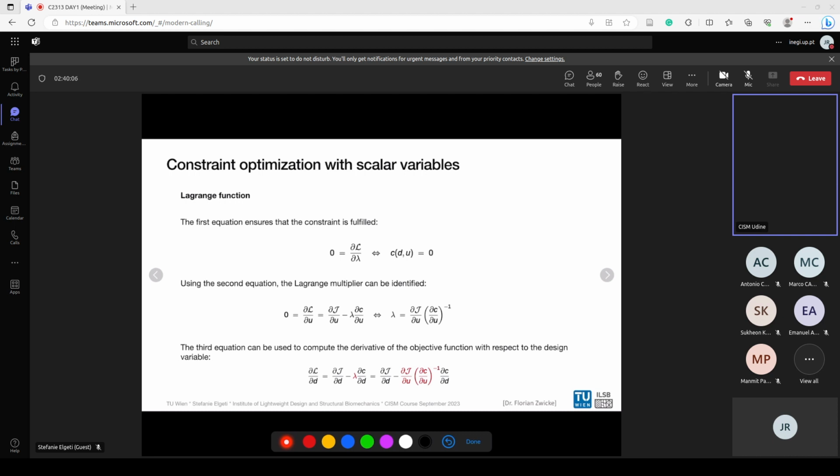So here, as an overview, the constraint is fulfilled. The second equation is used to identify the value of the Lagrange multiplier. And then the third equation is used to compute the derivative. So whatever we have here, we can insert it here, and then we can compute the derivative. So we always have these three steps: constraint, Lagrange multiplier, derivative.